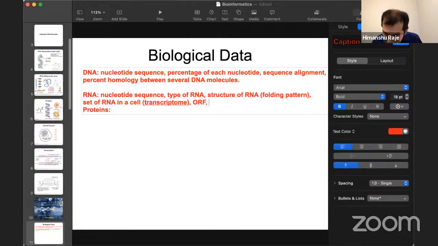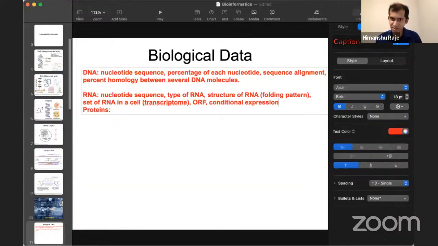Fantastic, yes, what else? Which mRNA is expressed in certain conditions? Yes, conditional expression. That kind of goes with transcriptomics, but yes, conditional expression of RNA is kind of important. Some cells, some genes are expressed only under stressed conditions. So what are those genes? It's important to know that. Okay, so definitely nucleotide sequence, definitely the type, definitely the structure of RNA, definitely the conditional expression, the transcriptome. That is good.